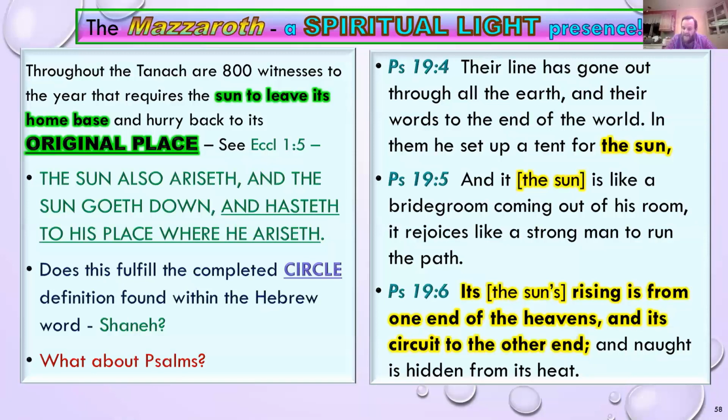Its rising is from one end of the heavens, and its circuit to the other end, and naught is hidden from its heat. If we go back over to the left side of the page and we read the verse again from Ecclesiastes 1:5, the sun also ariseth, and the sun goeth down, and hasteth to the place where he ariseth. There is your 360-degree circuit. And that is explained very clearly in Psalms 19:6. Why are we looking at this? Why is this important?